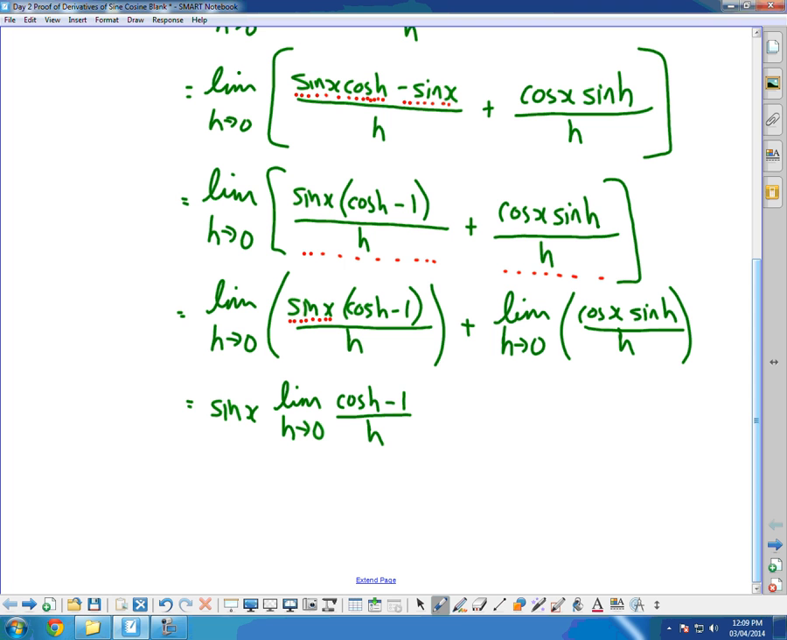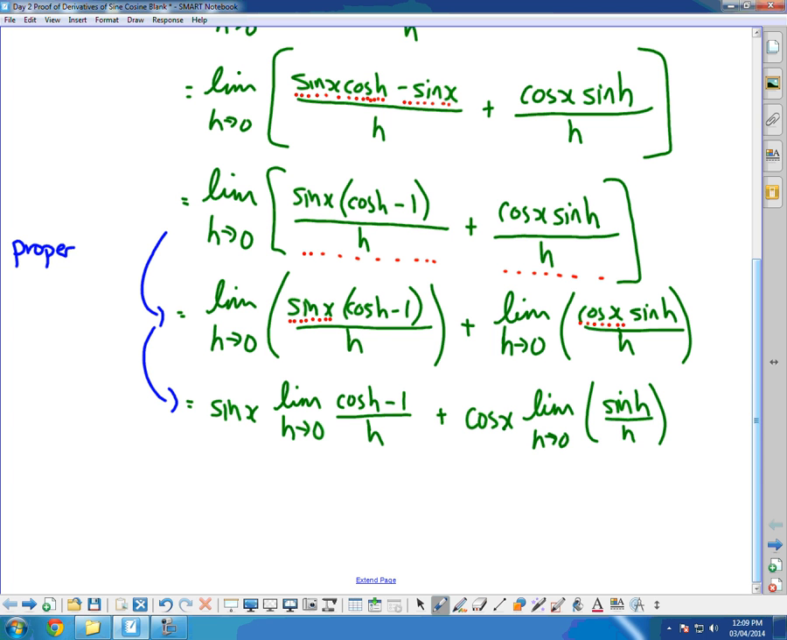Same thing in this one, except the thing that doesn't have an h in it is a cos x, so I'm going to bring it out front, because it's not going to be influenced by the limit either. These two steps, going from here to here and here to here, are from the properties of limits that you self-discovered in the assignment that I gave you at the beginning of the year.